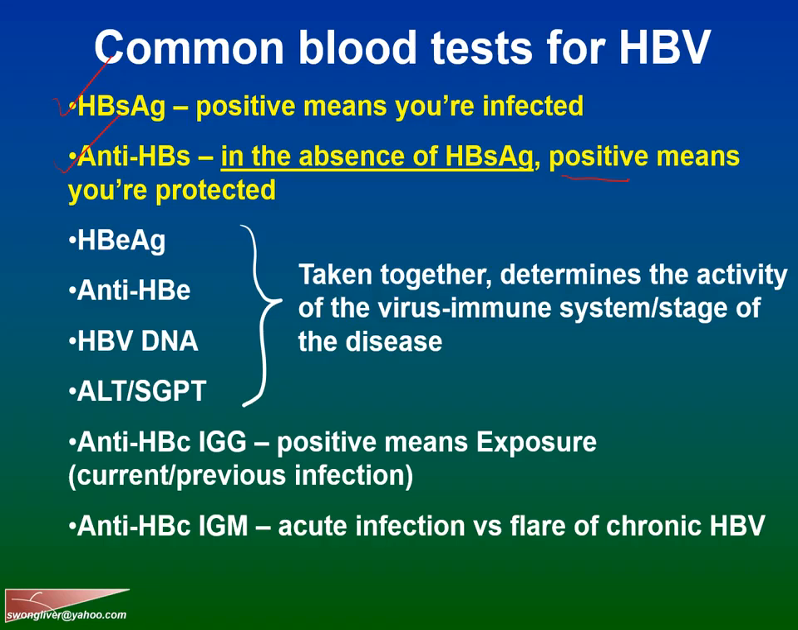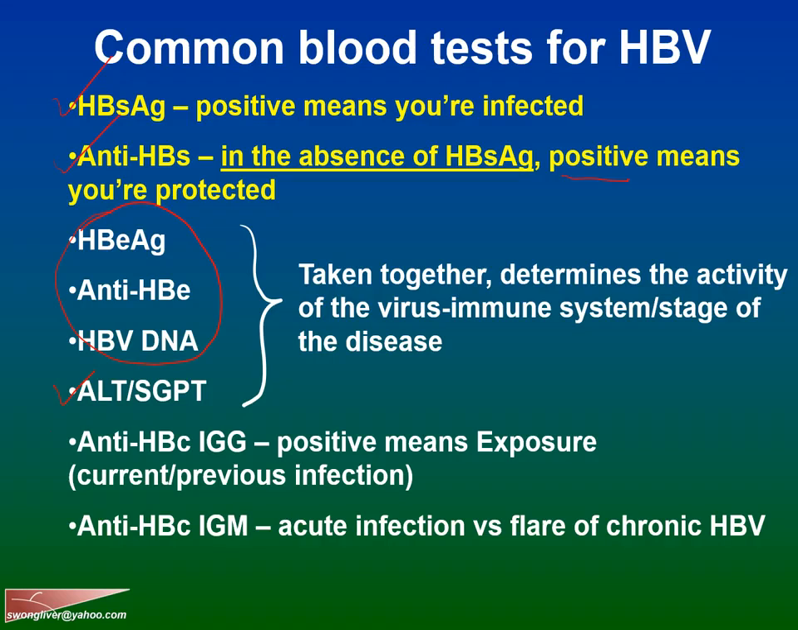Now, the other tests like HB antigen, anti-HB, and HBV DNA are taken together to determine the stage of the chronic infection of the patient. And I'll show you a graph, a figure later on that will explain this more fully. The SGPT or the ALT is also being used to determine the stage of the chronic infection.